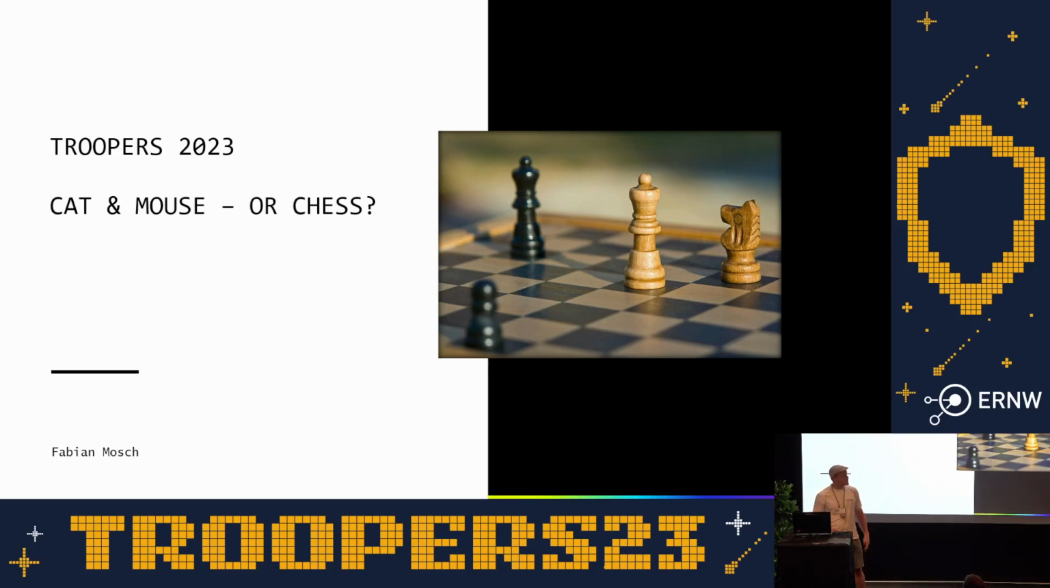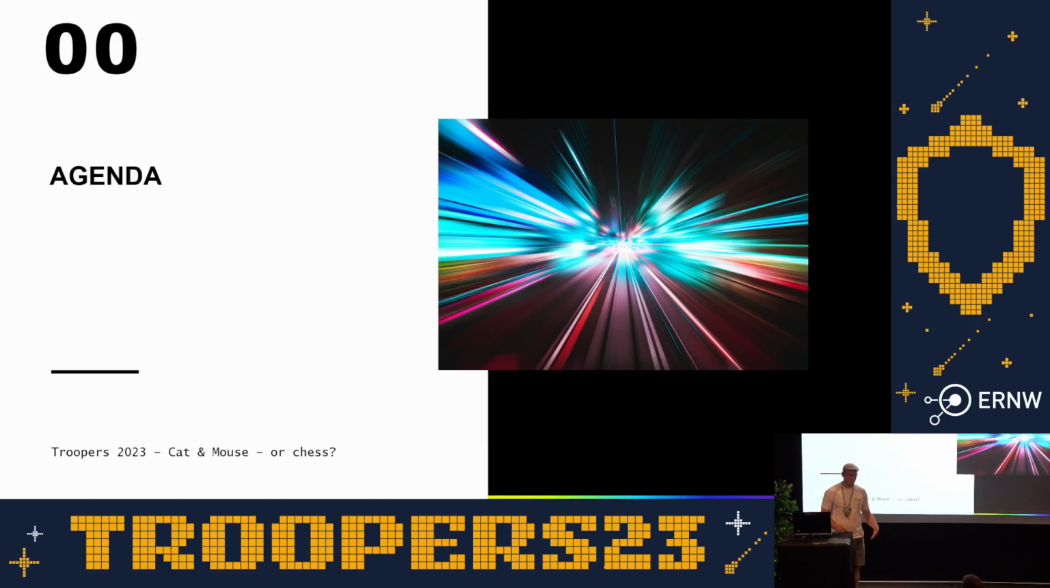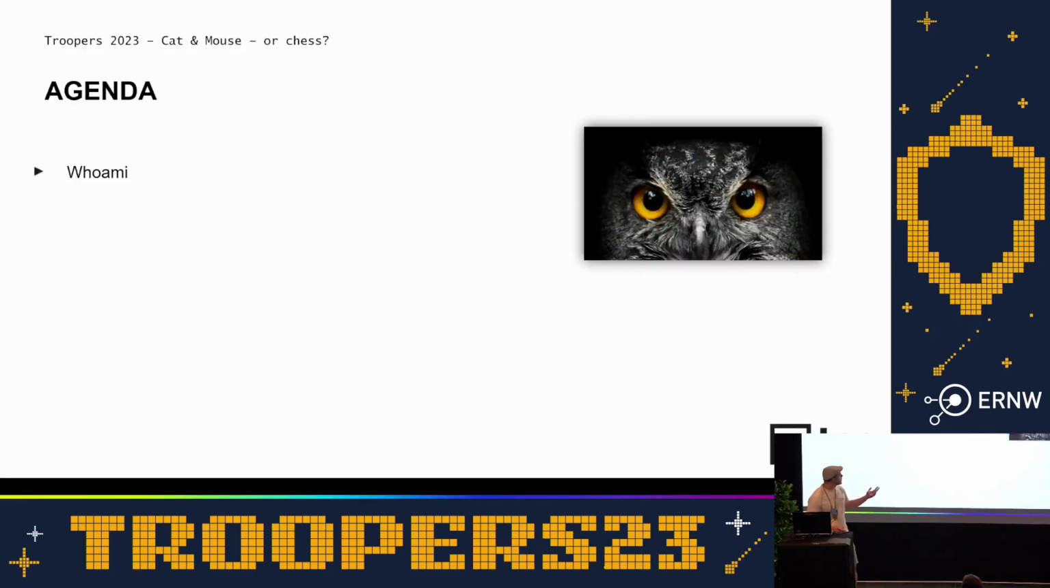I'm really happy to be here and to be able to present a talk to you all at Troopers. My talk's named Cat and Mouse or Chess, and you will find out in the course of the talk itself why I named it like this. First of all, the agenda. What's the structure for the whole talk?